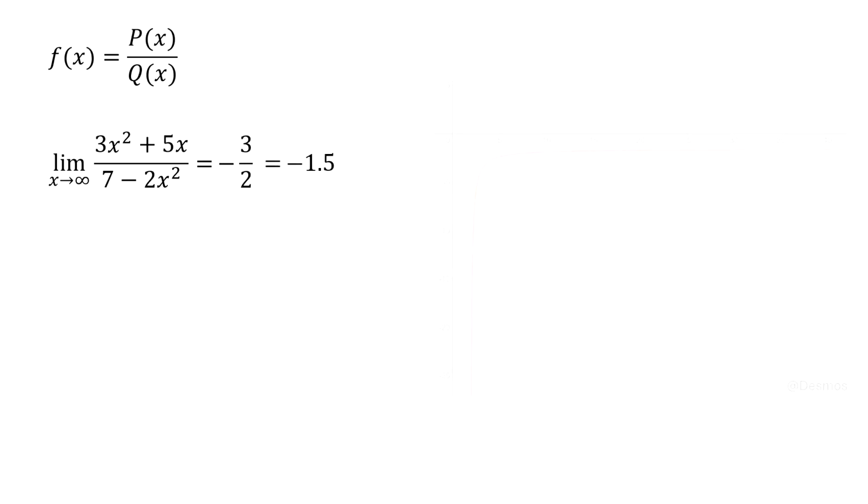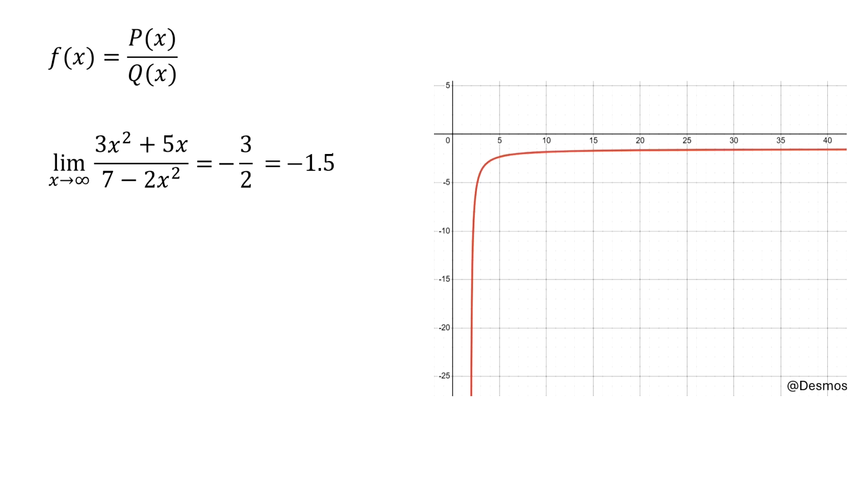You can also see it in the graph of this function. It gets closer to minus 1.5 as x grows, but it never gets there. Here's our first rule. If you divide two polynomials with the same degree, the limit as x increases is the division of the biggest degree coefficients.